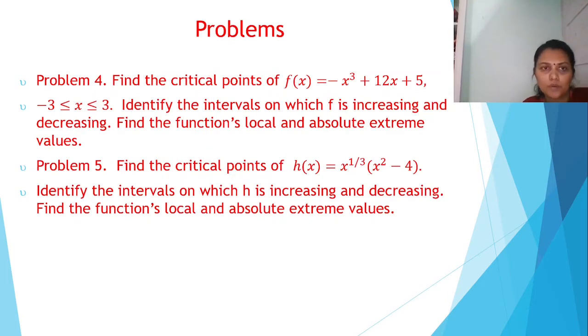Now we have two problems. First problem is find the critical points of f of x equals minus x cube plus 12x plus 5, for minus 3 less than or equal to x less than or equal to 3. Identify the intervals on which f is increasing and decreasing. Find the function's local and absolute extreme values. Next problem is find the critical points of h of x equals x raised to 1 by 3 into x square minus 4. Identify the intervals on which h is increasing and decreasing. Find the function's local and absolute extreme values.